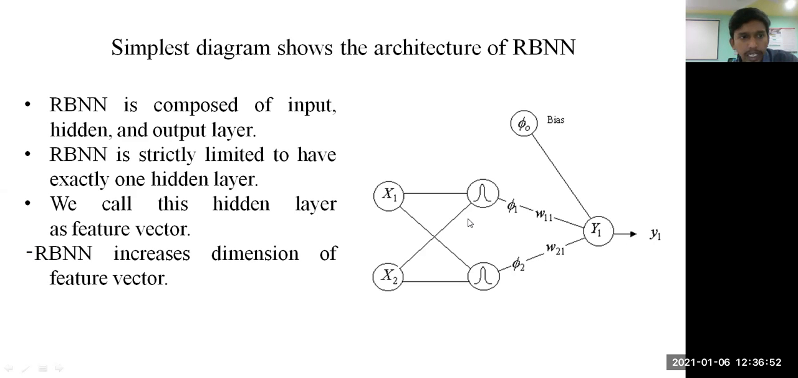Basically RBNN is composed of an input layer, one hidden layer, and an output layer. You need to keep one very important difference between multi-layer perceptron and RBFN in mind: in RBFN it is strictly limited to only one hidden layer. You are not allowed to have multiple hidden layers. Only one hidden layer is allowed. We call this hidden layer a feature vector. So basically RBFN increases the dimensions of this feature vector.